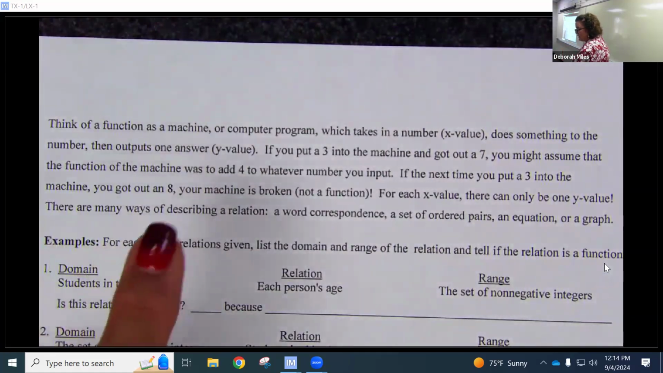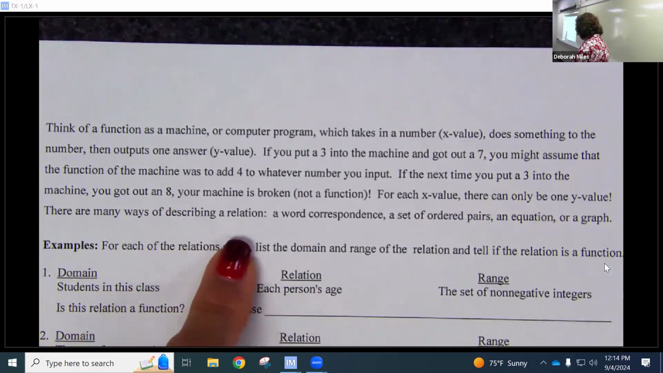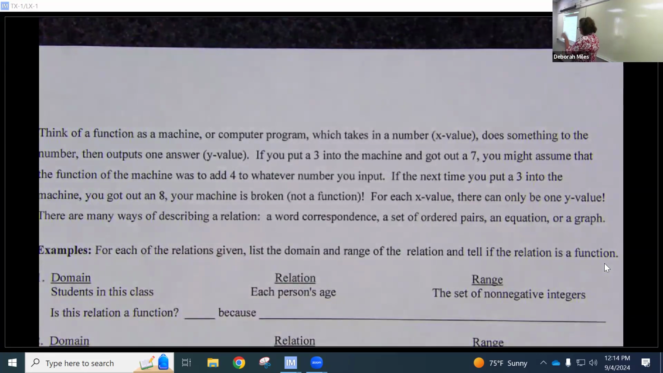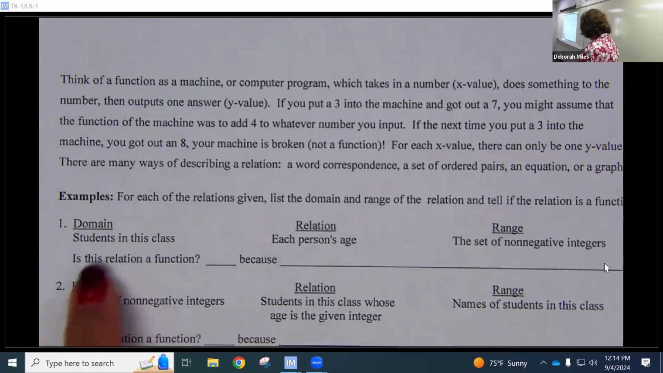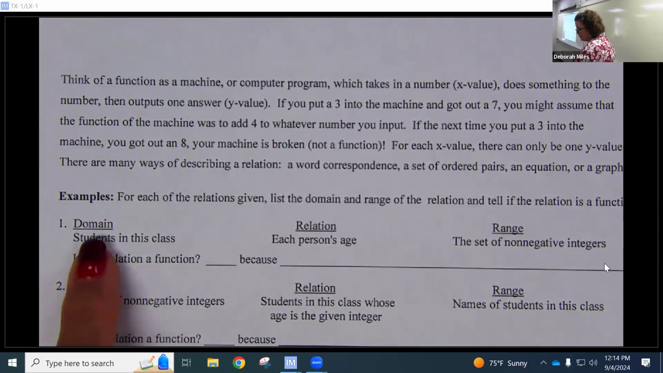There are many different ways we can describe a relation. We can use words like first letter of your license plate, comma, pet's name. That would be a word correspondence. We could use sets of ordered pairs, or we could use an equation. So we're going to look at examples of each of those. And for each one, I want you to tell me if the relation is a function and why. These first 2 are word correspondences. And the first one, I give you the domain is the set of all of your names. Let's say all of your names are in a hat.